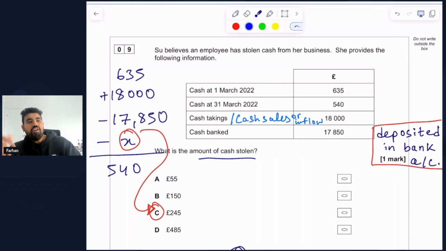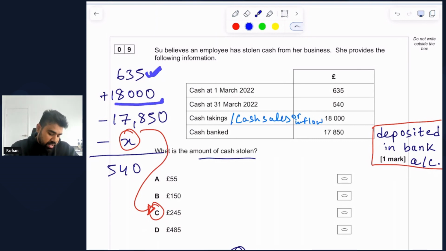So this is very intuitive, and you just exercise some simple logic and you can get the answer correct. So to begin with, we start with the opening balance of 635 pounds at 1 March 2022. We know that during the year we have got some additional cash, which is the cash takings. So from the perspective of the business, cash takings would refer to cash sales or cash inflow, cash coming in. So that's why we are adding 18,000 pounds.